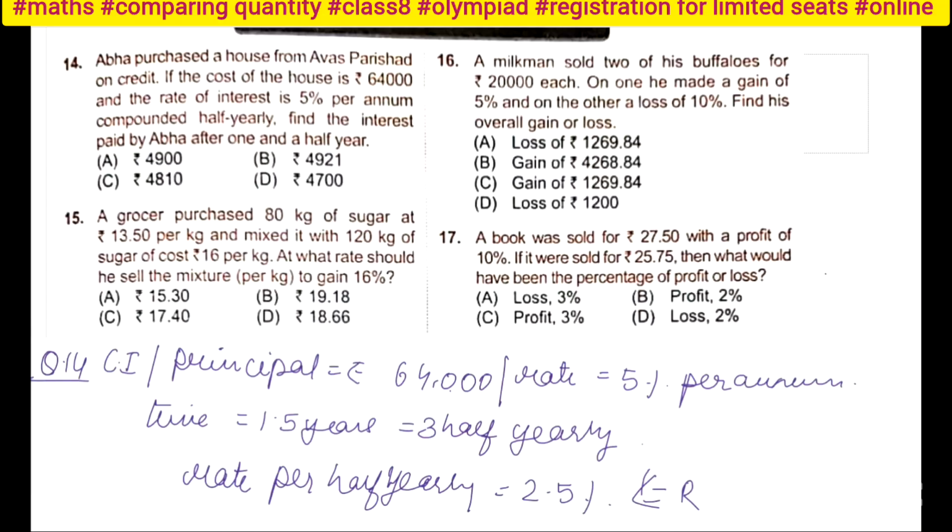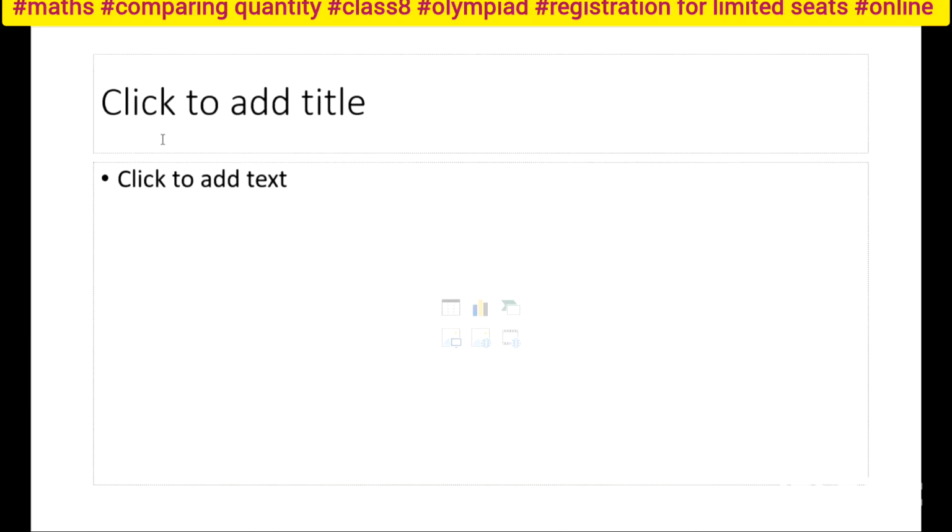The next question: a grocer purchased 80 kg of sugar at this rate per kg, and mixed it with 120 kg of sugar of cost 16 per kg. At what rate should he sell the mixture? They are asking for the SP of the mixture per kg, and they have given the gain, that is 16%. You understand the question?